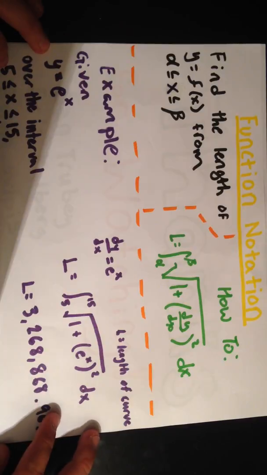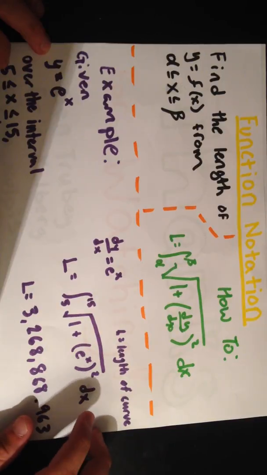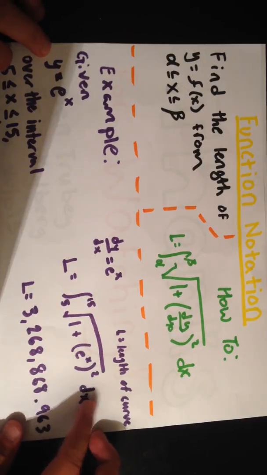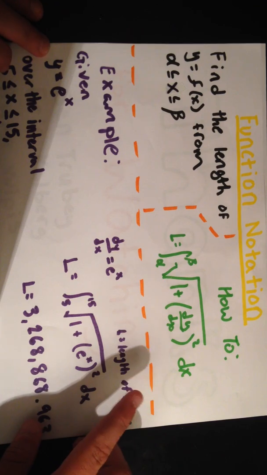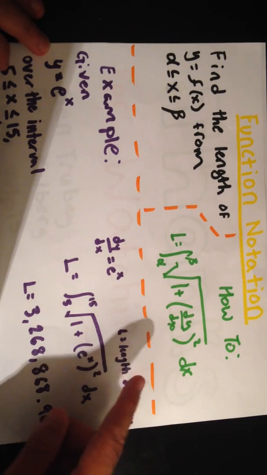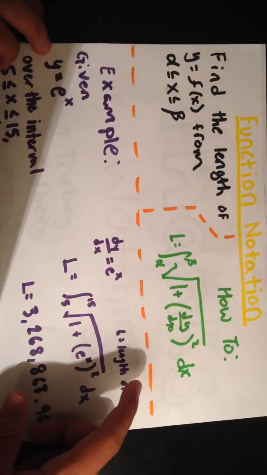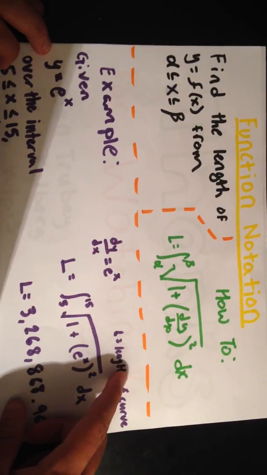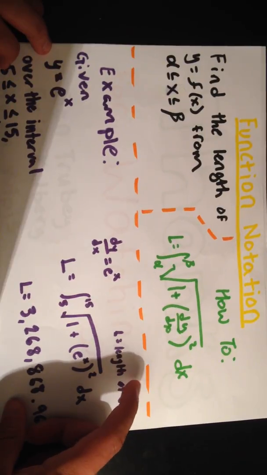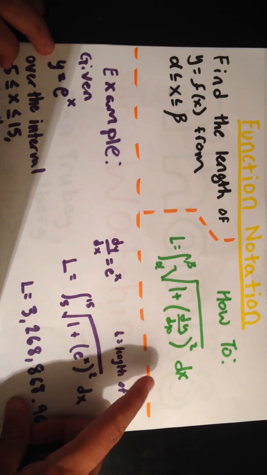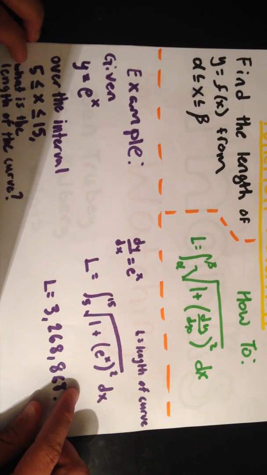Now let's move on to the final one for function notation. So find the length of y = f(x) from α ≤ x ≤ β. So how to do that? The length equals the integral from α to β of the square root of 1 plus dy/dx squared, dx. And that's obviously the derivative of y. So let's find an example.